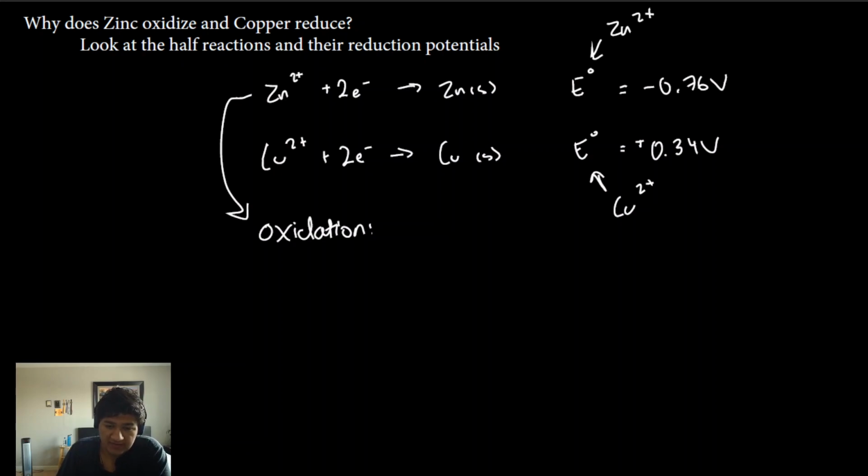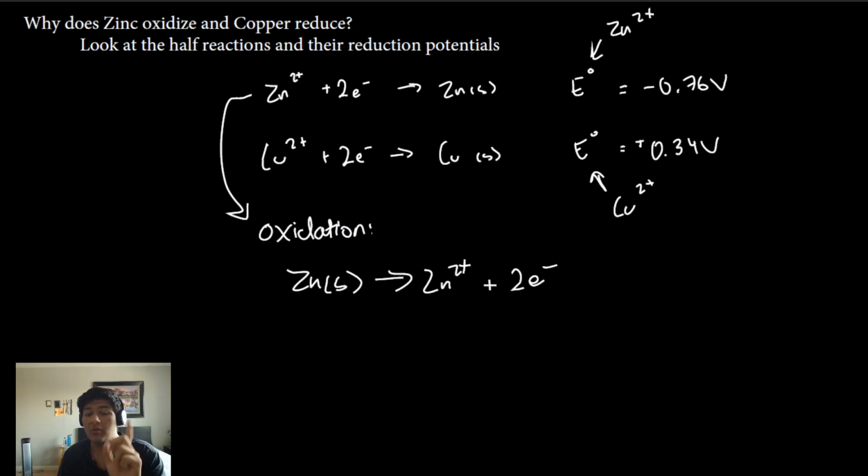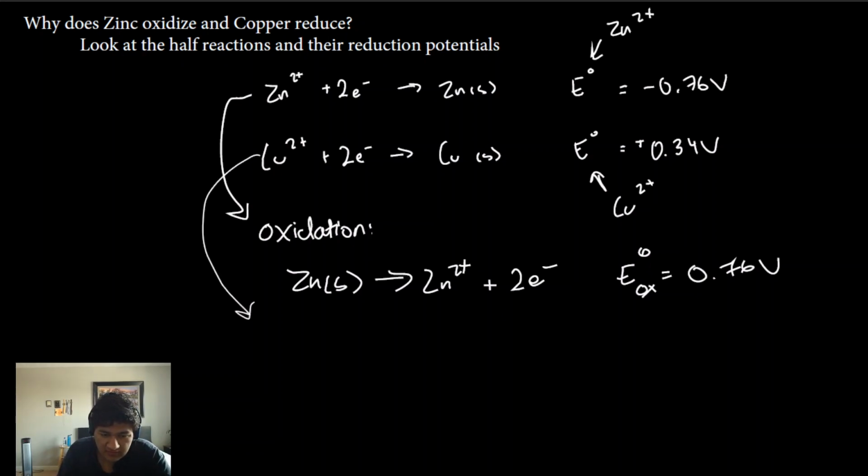And how do we write this oxidation reaction? Well, exactly the opposite of what it's shown. Zinc solid goes to zinc 2 plus 2 electrons. And what do we do when we reverse the reaction? Well, we reverse the sign. So this is the oxidation potential. And we're still gonna keep our copper 2 plus as the reduction.